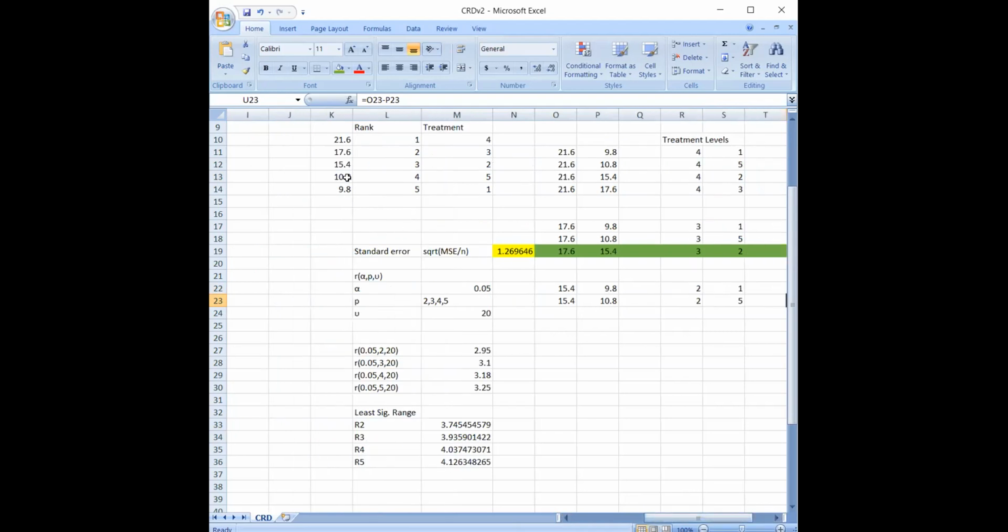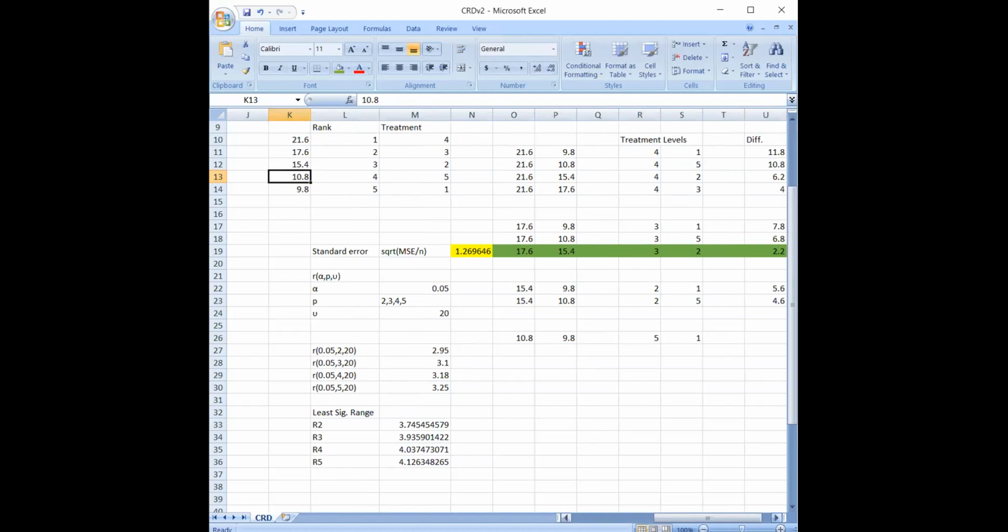Now the last one, 10.8. You have to compare it only with 9.8. So you take 10.8, which is coming from treatment 5, and compare with 9.8, which is coming from treatment 1. Here there are two consecutive means, so the gap is 0. So you have to consider R2.